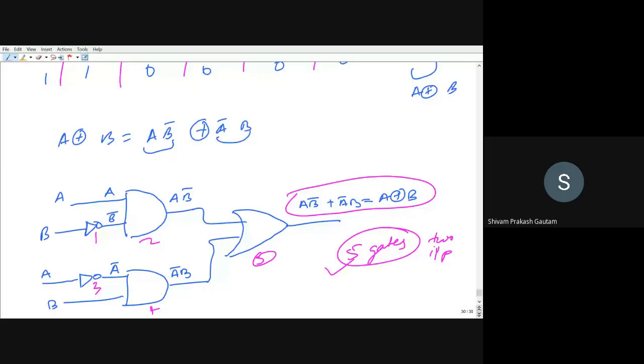So this is the logic diagram for A XOR B. Similarly, you can draw it for the XNOR gate as well, that is A dot B, that is AB plus A bar B bar. You can draw it by yourself, XNOR, right? Next example I will be taking.